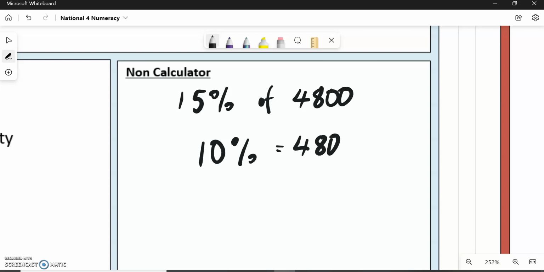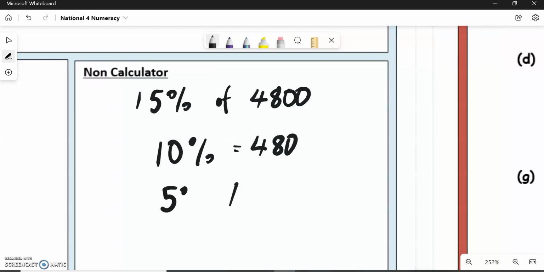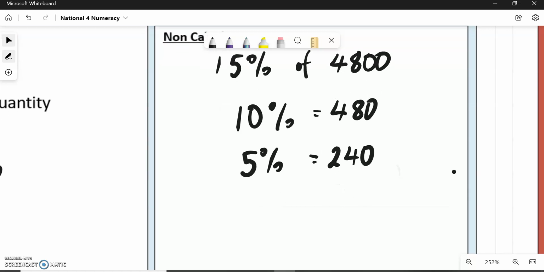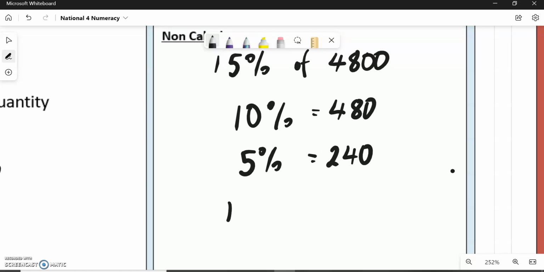I always say find 10% because once you know 10%, you can figure out other percentages. So we want to find 15%, so we could do 10% and 5%. Okay, so we've got 10% and 5%. 5% is half of 10%. So if we halve 10%, we're going to get 240. We want to find 15%, so 15% is made up of 10% and 5%. If we add them together, we're going to get £720 once again.